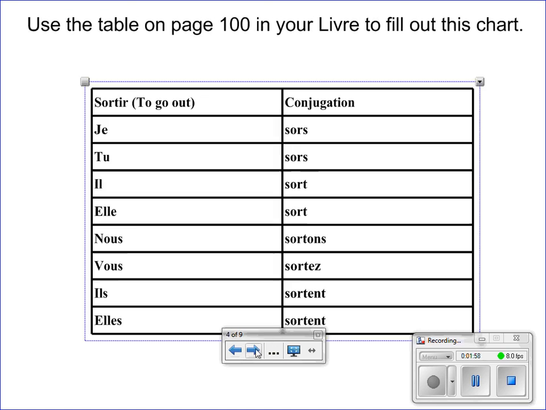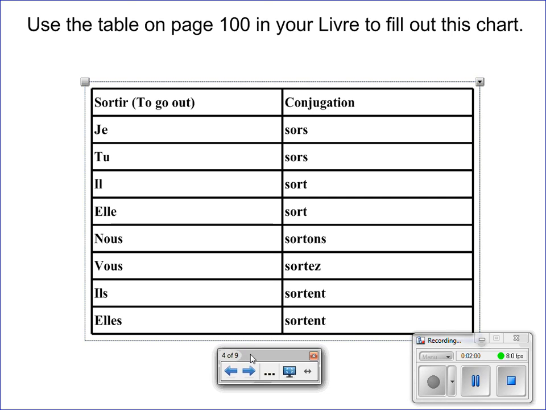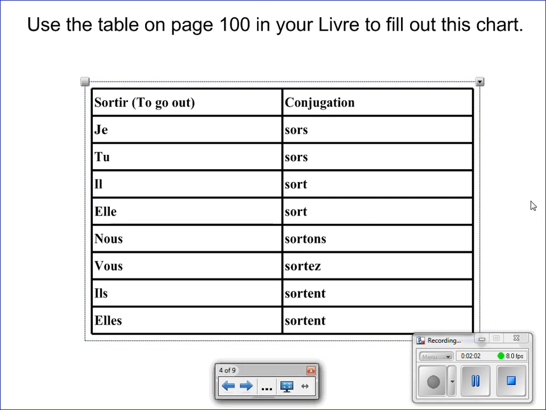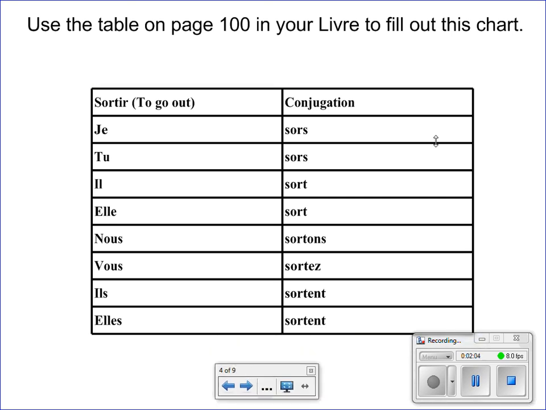Alright, look at the second chart. We have sortir, which means to go out. We have je sors, tu sors, il sort, elle sort, nous sortons, vous sortez, ils sortent, et elles sortent. So when I'm finished speaking, please put the video on pause so that you can get a picture of this slide, or you can make a quick copy on paper.